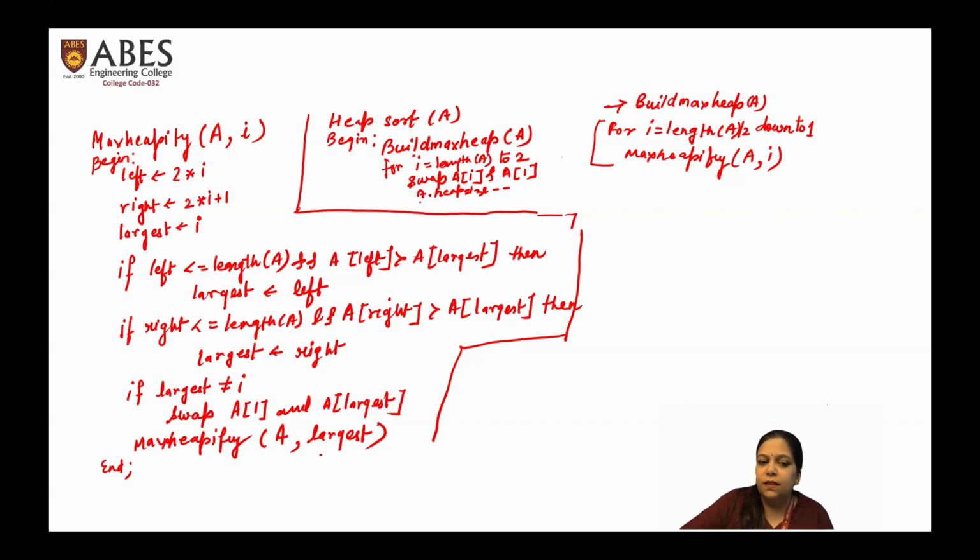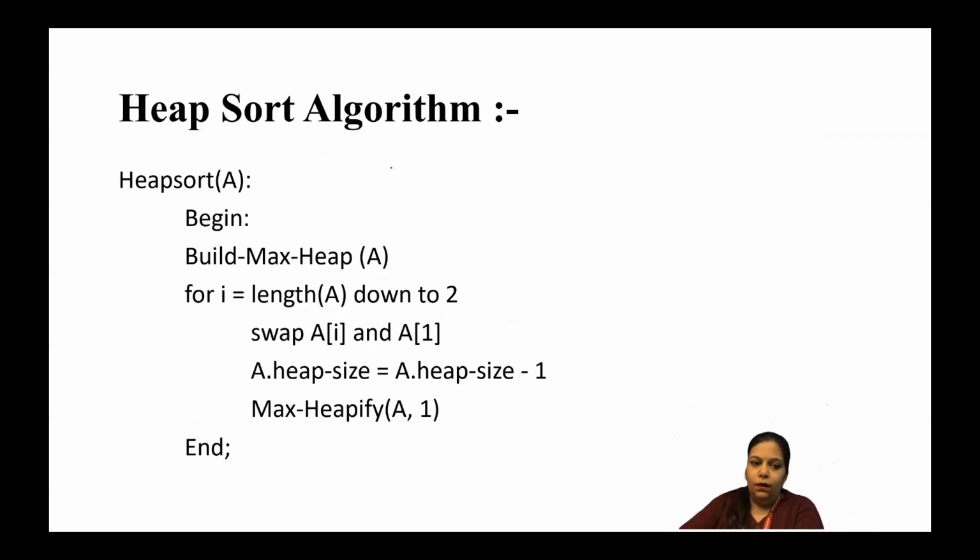And after this, we have to heapify again. That is, we have to call the max heapify function again with A and the root node. The root node will always be 1. So these are the 3 algorithms that will work for heap sort: heap sort, build max heap, and max heapify. So this is the heap sort algorithm, which I have already discussed with you.